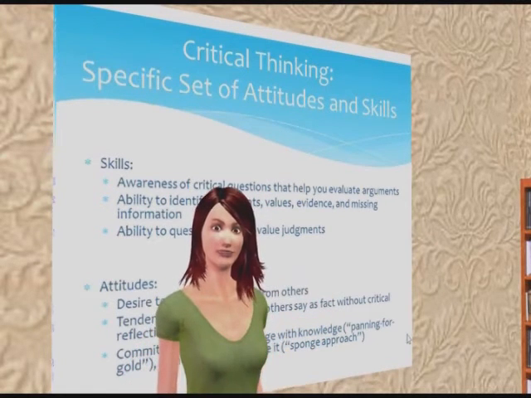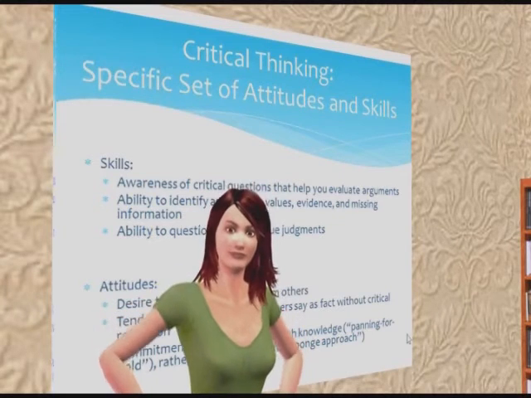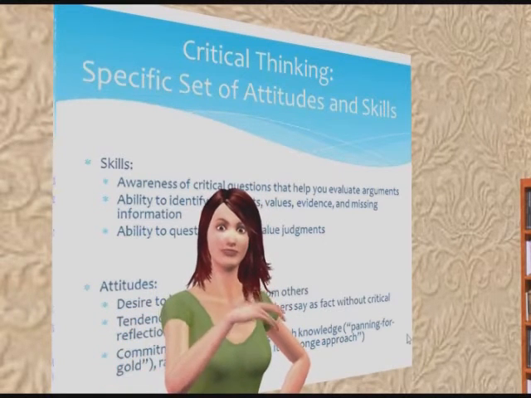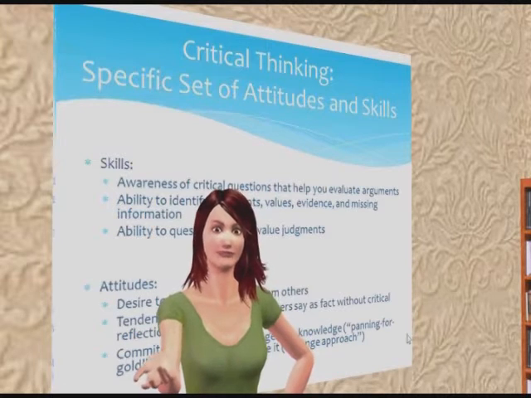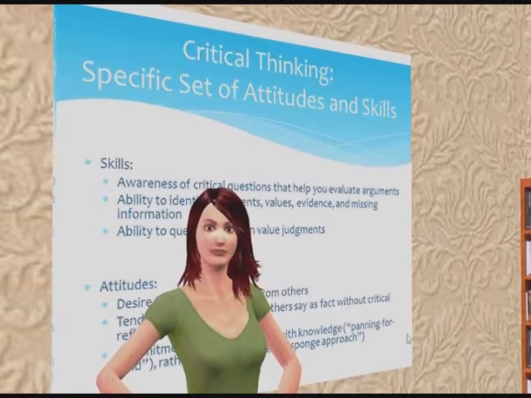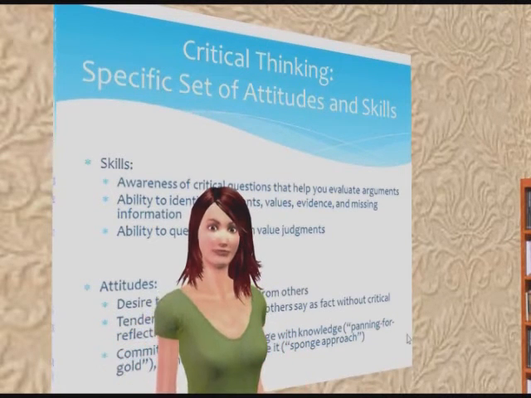So once we develop these skills, it's also really important to see the world and use our critical thinking skills, but driven by a certain set of attitudes. So I want to go over 3 of these. Three really important attitudes that we should have as a critical thinker is that we should desire to both listen to and learn from others, right?